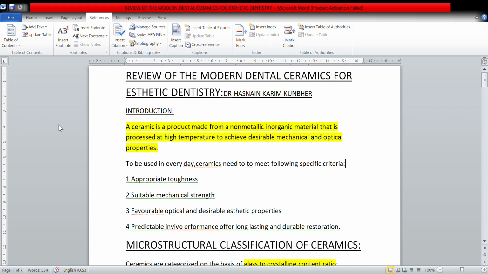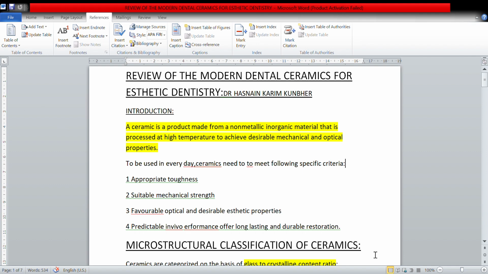First, it must provide appropriate toughness so that it can withstand crack propagation. Second, it must have suitable mechanical strength to withstand occlusal forces. Third, it must provide favorable optical and desirable properties. And fourth, they must be durable. They offer long lasting surfaces. So this is the basic introduction of dental ceramics. Now we will discuss the classification, how they are classified.